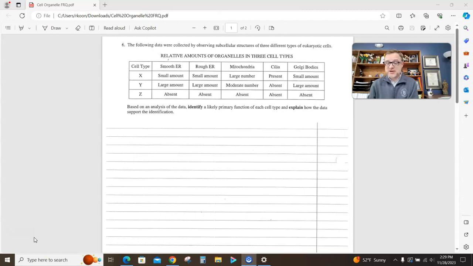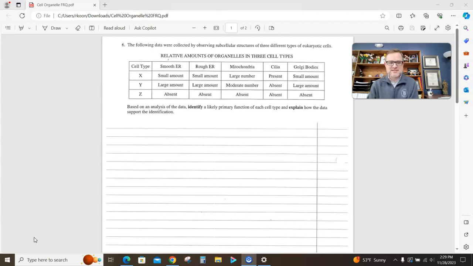So the way this question was graded is with 3 points, and you got a point for each one for cell X, Y, and Z for identifying it and explaining it. On the current version of the AP exam, the fact that there are 2 words bolded in the question, identify and explain, would likely tell you that those are worth separate points, but this is from 2013. It was an older version of the exam, and you got 1 point for saying the identity and the function, or the explanation for each cell part. Okay, let's get right to it.